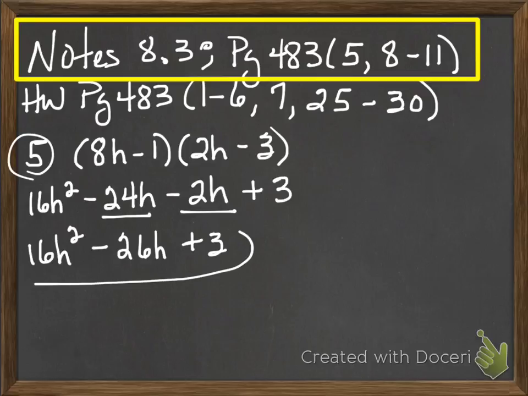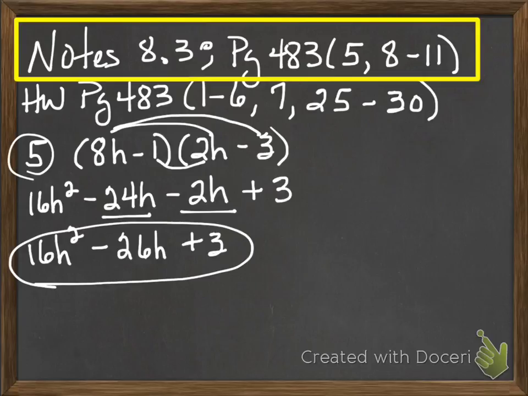So binomial times binomial: 8h times 2h, 8h times negative 3, then negative 1 times 2h, negative 1 times negative 3, combine like terms. Everybody good on a binomial times a binomial?